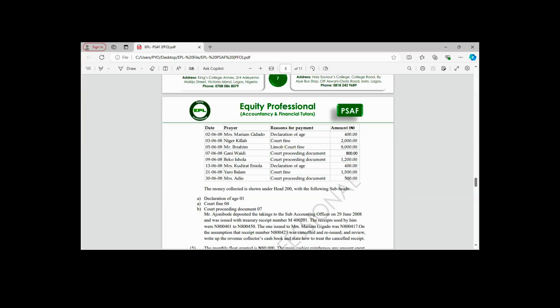What do they call the name of the local government? Doli local government. Okay. What do they say we should do? We have the debit, what do you call it? Revenue collector cash book.